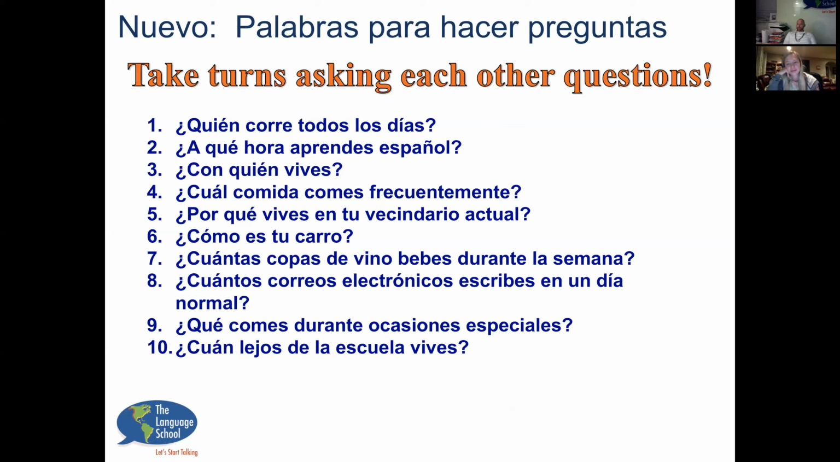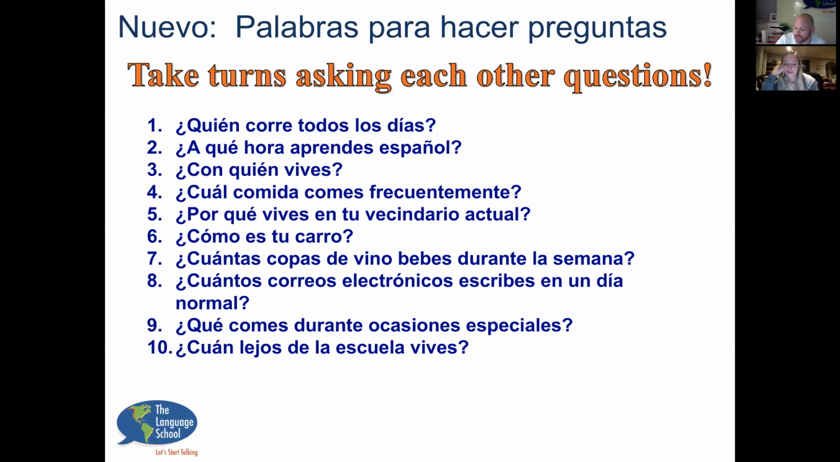100 emails in one day? I write a lot. I just said that number, but maybe more like 50. No, I wouldn't be surprised. I receive that much is probably more accurate. Yo recibo 100 correos electrónicos.